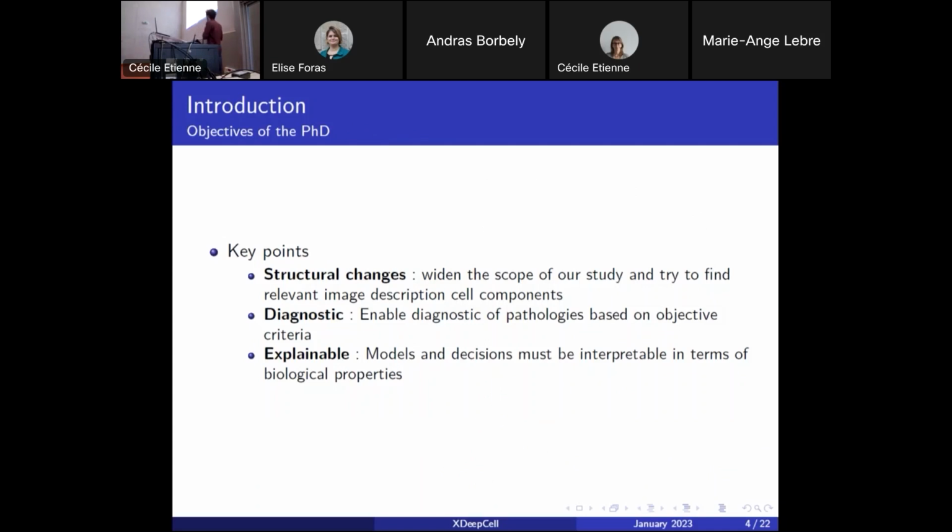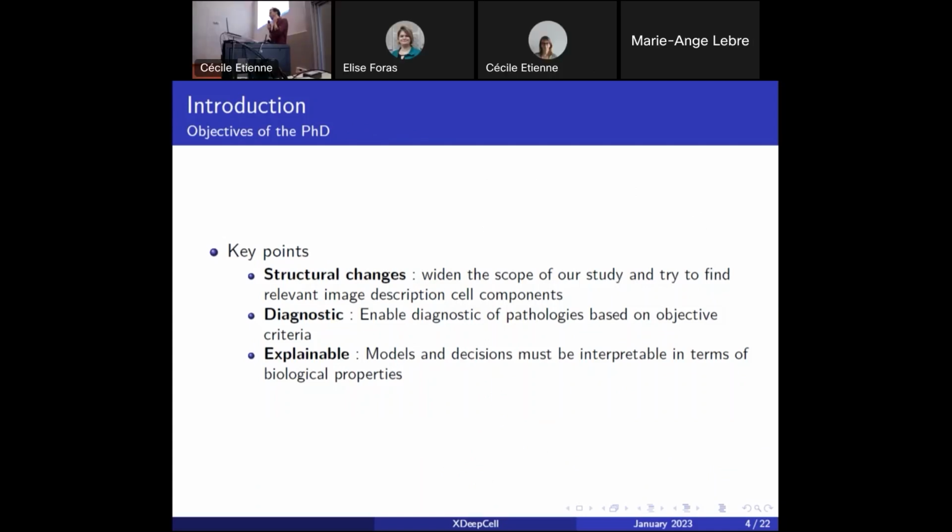Another keyword is diagnostic, because we want to go a bit further than just quantifying the toxicity of a drug, and we also want to enable the diagnostic of pathologies based on objective criteria. And the last word is explainable, because deep learning models tend to be like black boxes, whose internal functioning we do not know. So we need to be able to interpret in terms of biological properties every decision and analysis.